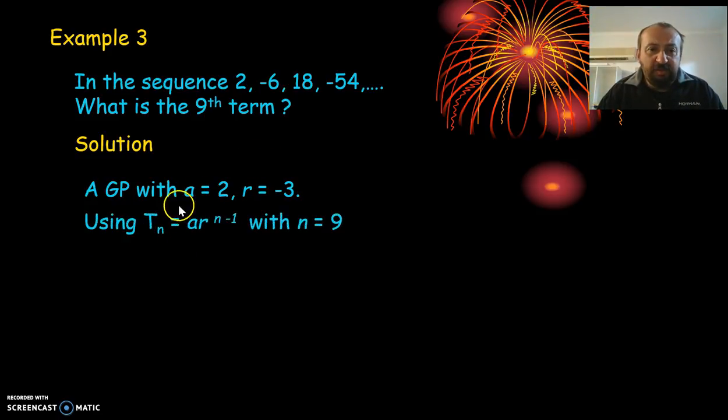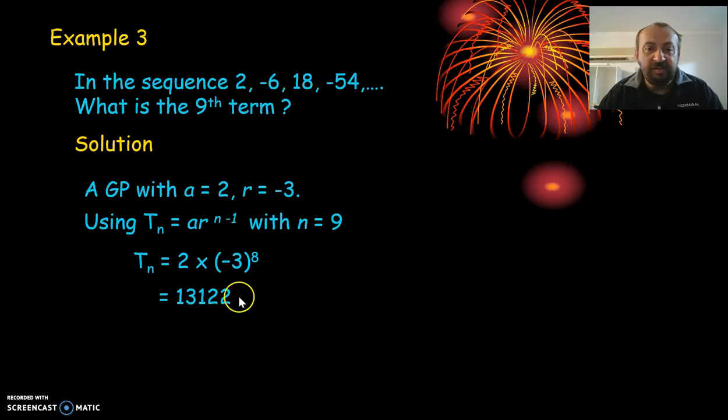And we know that geometric progressions look like this: Tn equals a times r to the n take 1. Now with n equals 9, a equals 2, r equals -3, we're going to have Tn equals 2 times -3 to the 8th, and that comes to 13,122. So this is a geometric progression. It follows this formula here, and this is how we can work it out.